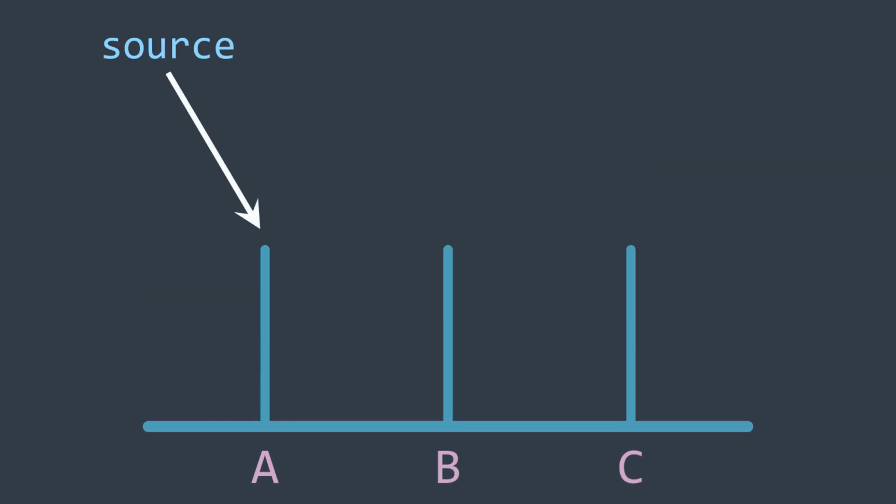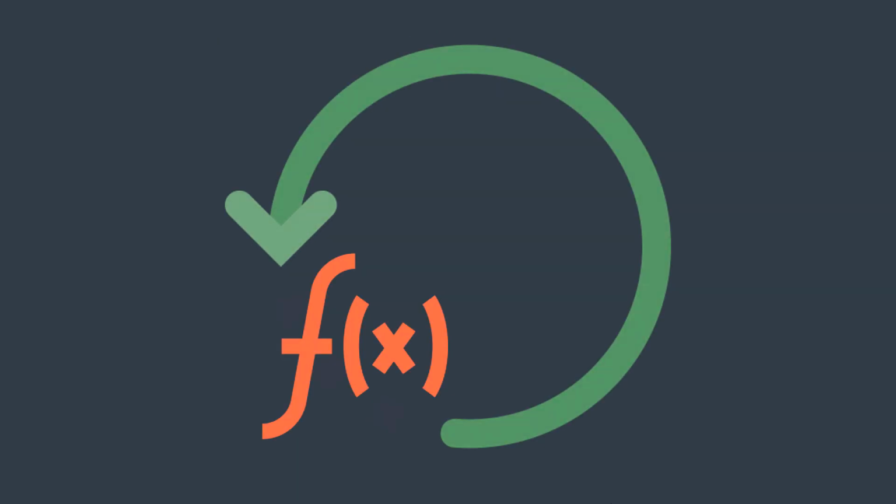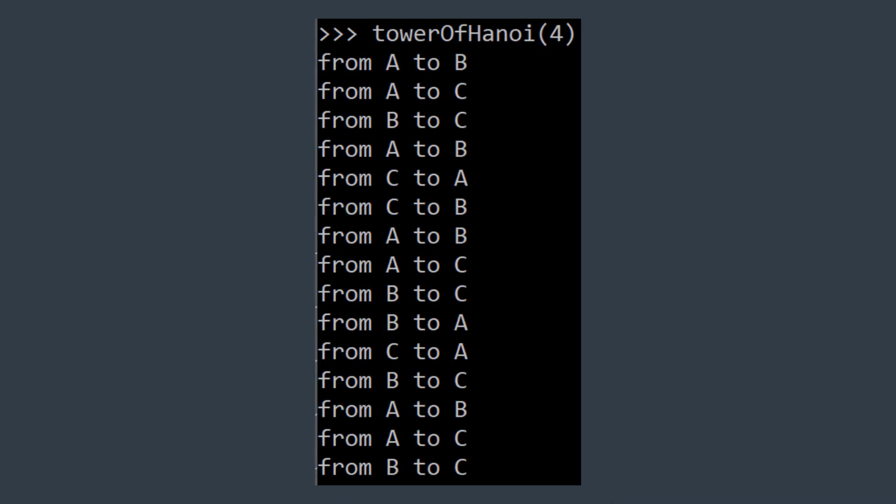A represents the source pack, B represents the auxiliary pack, and C represents the destination pack. What if I tell you that given any amount of disks, we can get the steps to follow to win this game by using recursion? For example, if n is equal to 4, this is what we get. But before talking about it, let's first see what does recursion mean.